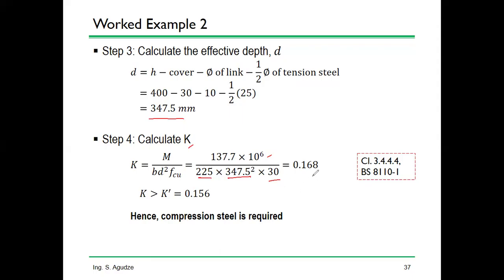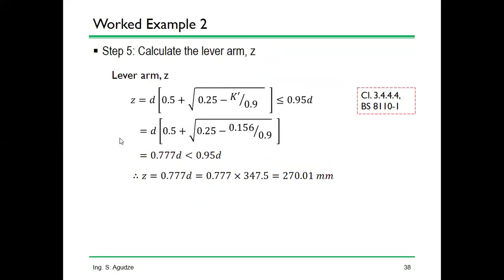Okay, and then the 30. So we get 0.168. Again, if you compare this with 0.156, you see clearly this one is bigger than 0.156. So once this condition is met, we say compression steel is required. In other words, design the section as doubly reinforced. Doubly reinforced section.